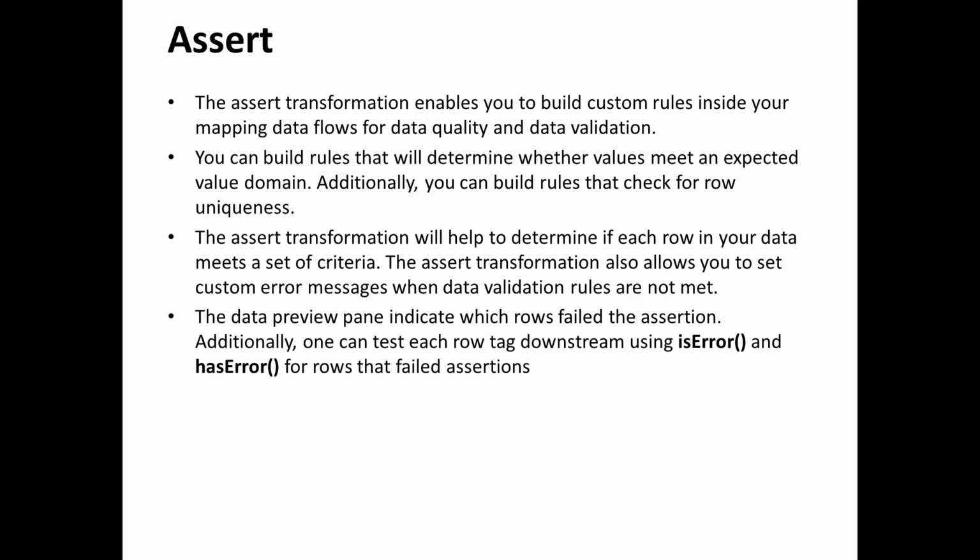Okay. So now once the transformation is created, how do we validate that? The assert transformation gives you two inline functions, which are isError and hasError. Okay, so these two will tell you whether the particular row is good to go or it has an error. So there will be an indication you can check once the transformation runs. You can check whether there are any errors in this transformation.